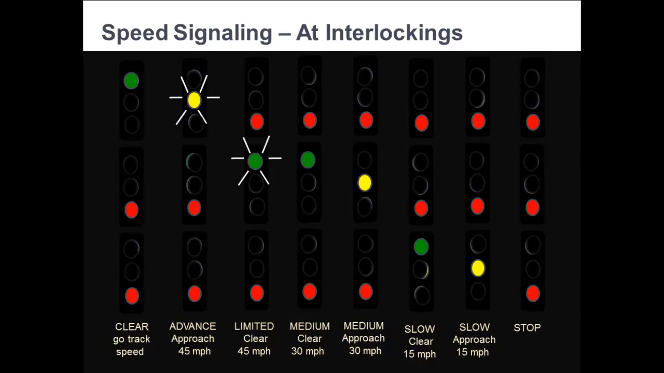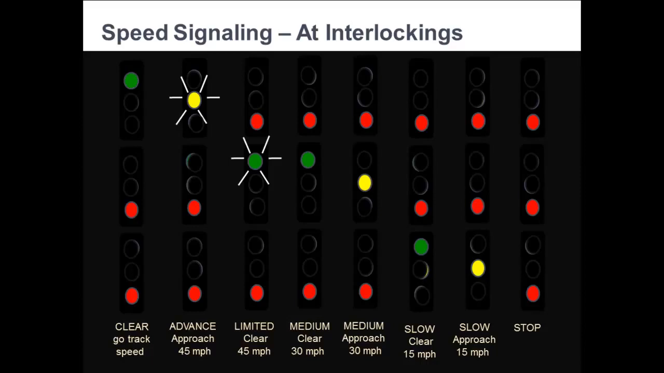Flashing green is less restrictive than a solid green. Why? It is electrically fail-safe. That is, if the flasher fails, the light would become a solid green, which permits a lesser speed. This slide shows sample speed signal aspects. This isn't all of them, but it'll give you a good idea of how they work. And keep in mind, stop always means stop and stay.